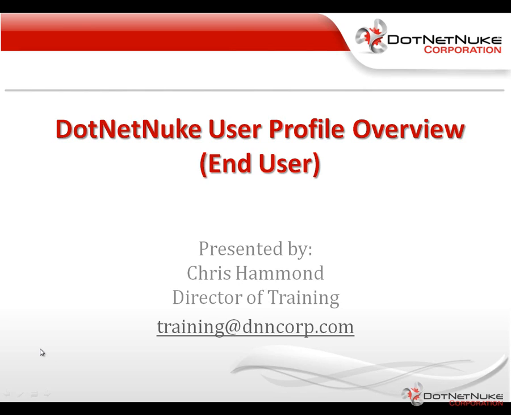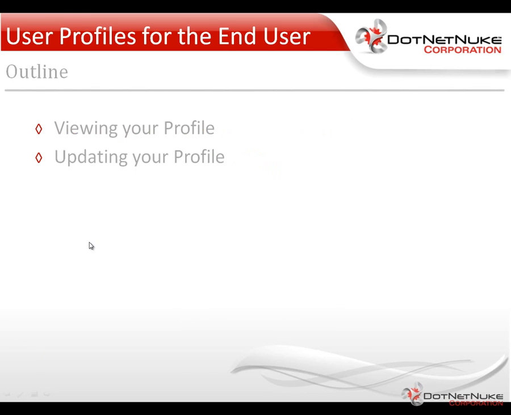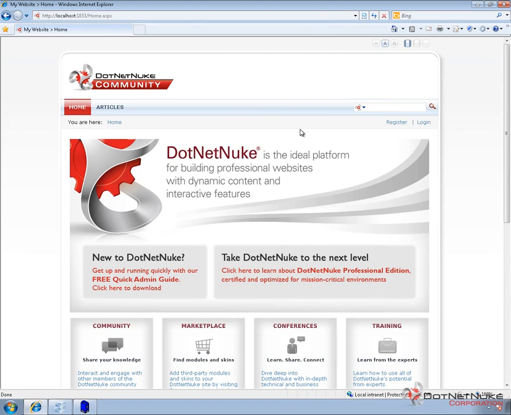In this brief video, I'm going to talk to you about the user profile within .NET Nuke and show you what's available to the end user when they're logged into their .NET Nuke website and they can access their profile. So we're going to do that by taking a look at how to view your profile and then how a user can go through the process of updating their profile as well. So we'll do that with a clean .NET Nuke 5.6.1 site.